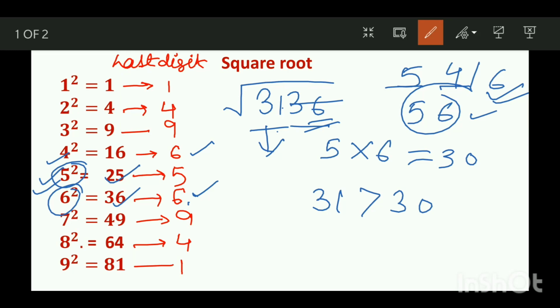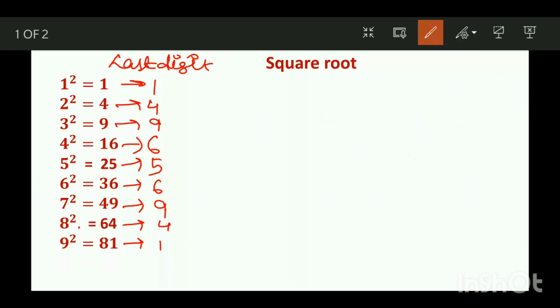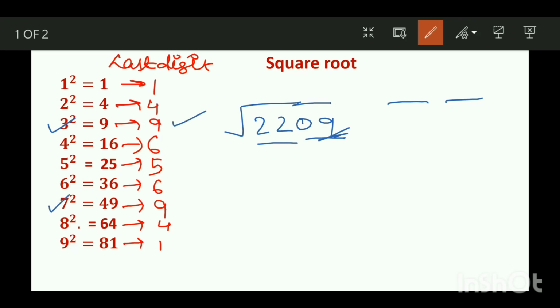Okay, let's take some another example. So let's take another example, like we have 2209. Okay, so what we will do, we will do pairing like this. Now what to do, so here will be two digits. Okay, here, since 9 is the last digit, when we do the square of 3, we will get 9, and when we do the square of 7, we will get 9. So there could be 3 or 7, any one.